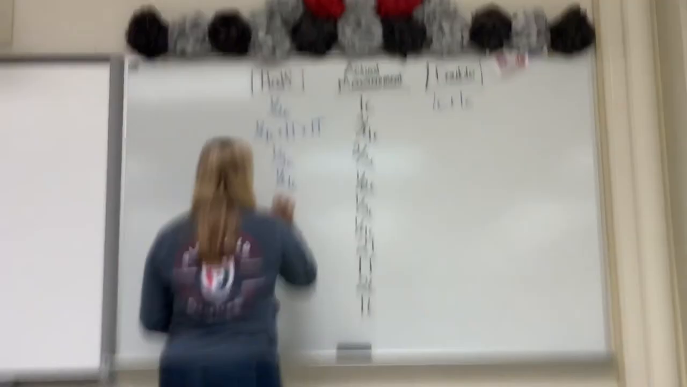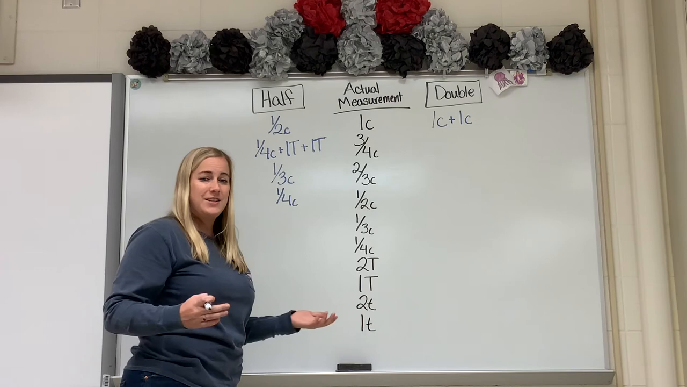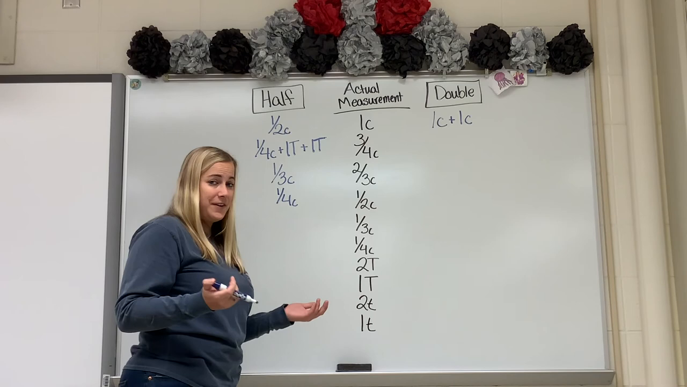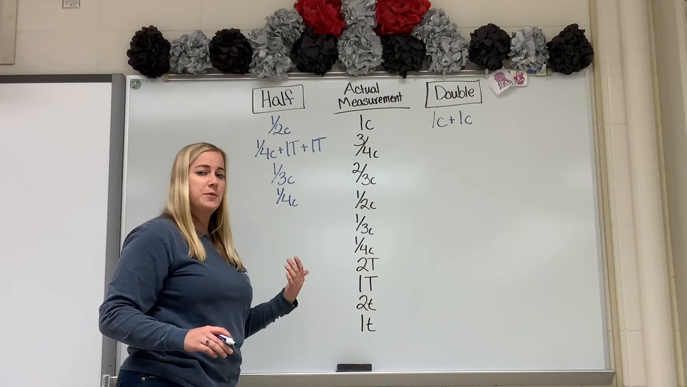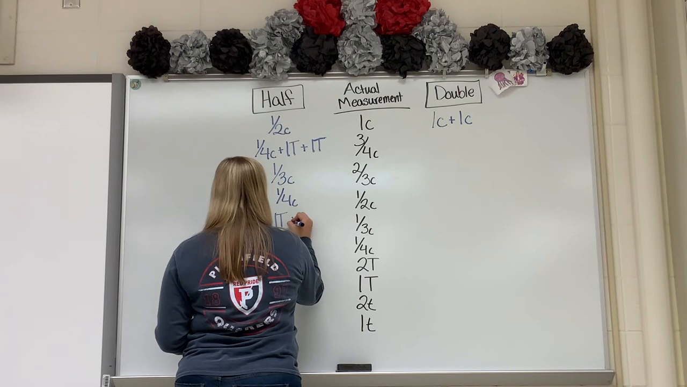Okay, this one gets a little crazy. So the tablespoon and teaspoon equivalent of 1/3 cup is 5 tablespoons and 1 teaspoon. So you can figure that out, or you can just remember that this one's the crazy one and it's 1 tablespoon plus 1 tablespoon plus 1 teaspoon plus 1 teaspoon. So 2 tablespoons and 2 teaspoons. So 1 tablespoon plus 1 tablespoon plus 1 teaspoon plus 1 teaspoon.